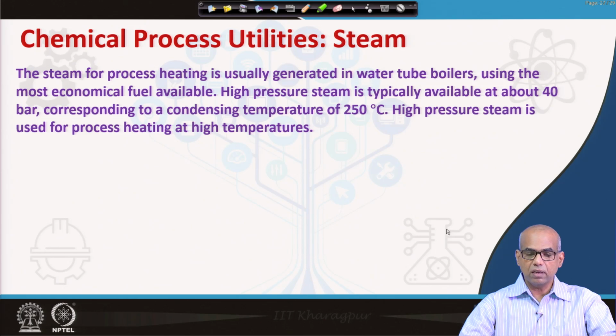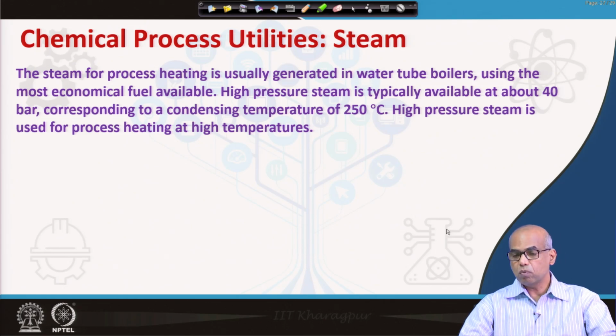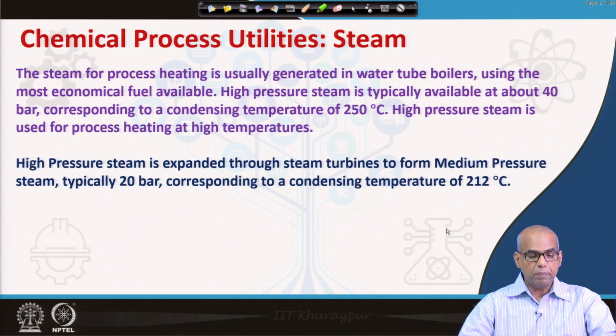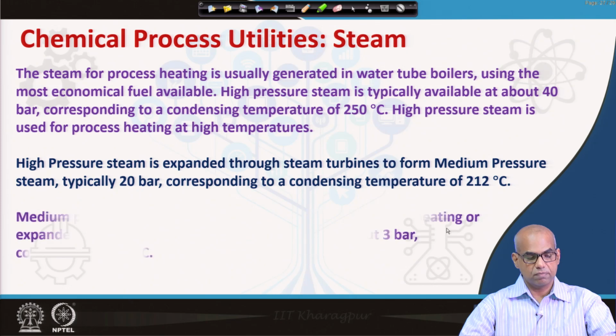The steam for process heating is usually generated in water tube boilers using the most economical fuel that is available. High pressure steam is typically available at above 40 bar, corresponding to a condensing temperature of 250 degrees Celsius. High pressure steam is used for process heating at high temperatures. It is expanded through steam turbines to form medium pressure steam, typically at 20 bar, corresponding to a condensing temperature of 212 degrees Celsius.